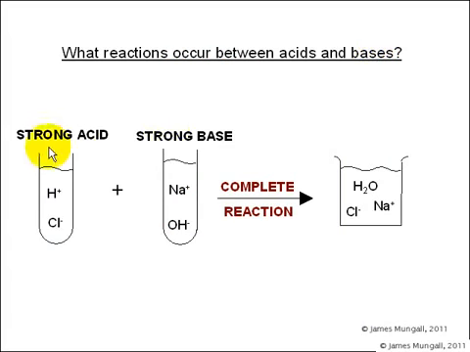If we have a strong acid, such as hydrochloric acid, this will contain H+ and Cl- ions. If we have a strong base, such as sodium hydroxide, this will contain Na+ and OH- ions. And when mixed together, there will be a complete reaction in which the H+ reacts with the OH- to form water, and hence this is a neutralization reaction. The Na+ ions and Cl- ions are neutral spectator ions and not involved in the reaction, so they remain the same after the reaction has taken place.